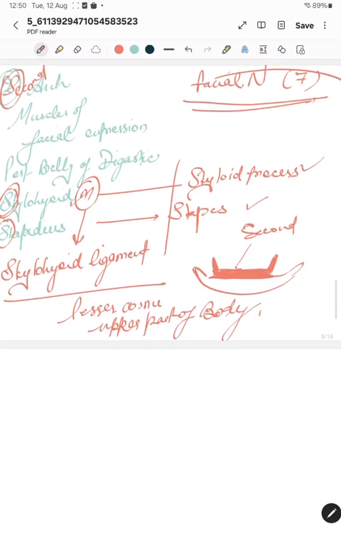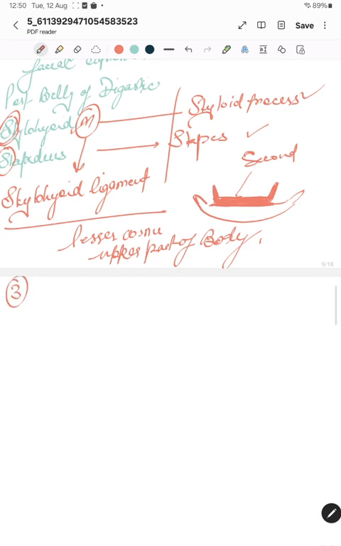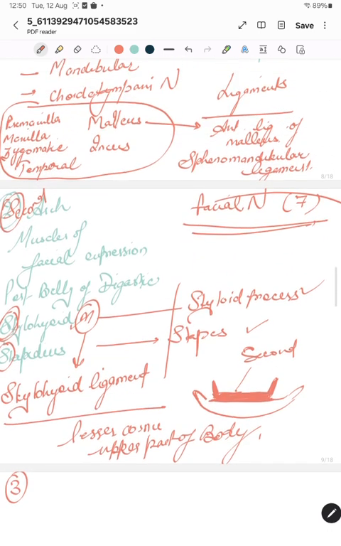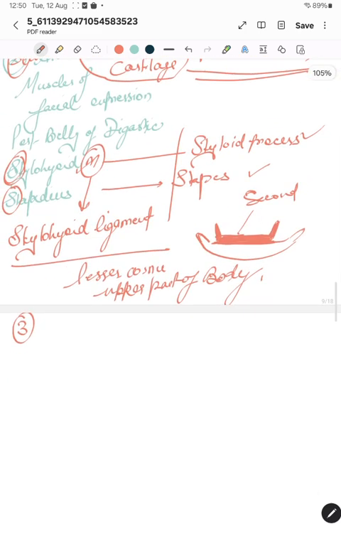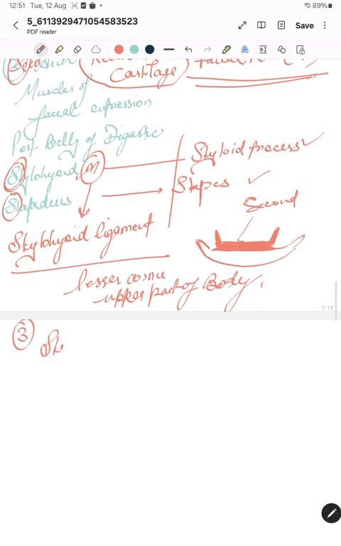The nerve is the facial nerve. Then comes the third arch. If the term Reichert's cartilage comes, then it is related to the second arch. Then in the third arch, the muscle will be only one, stylopharyngeus, and we all know which nerve supplies it: the glossopharyngeal nerve.